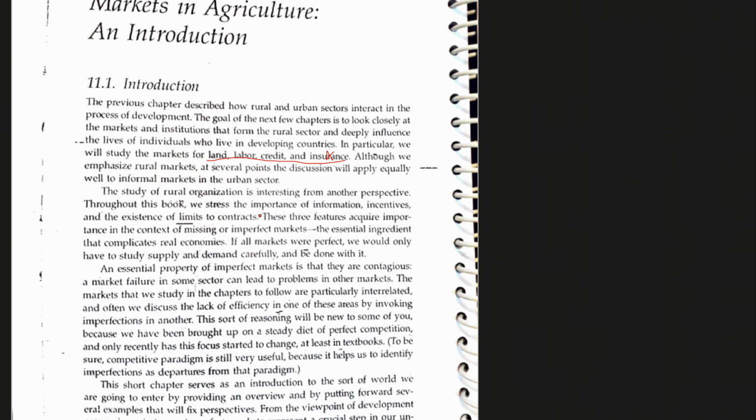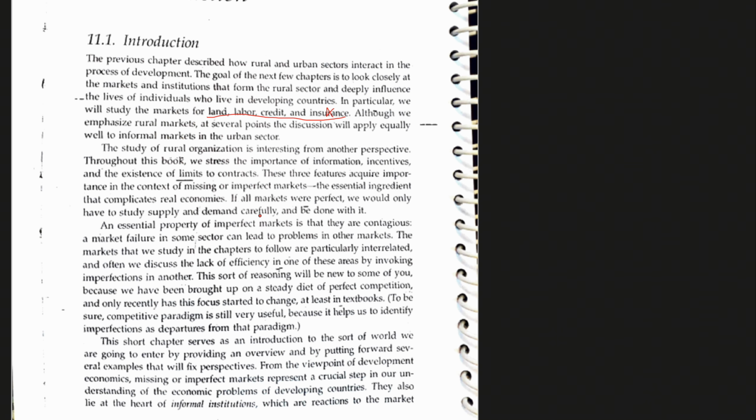So we're on to chapter 11 on markets and agriculture, an introduction that we're going through right now. The previous chapter described how rural and urban sectors interact in the process of development. The goal of the next few chapters is to look closely at the markets and institutions that form the rural sector and deeply influence the lives of individuals who live in developing countries. In particular, we will study the markets for land, labor, credit, and insurance.